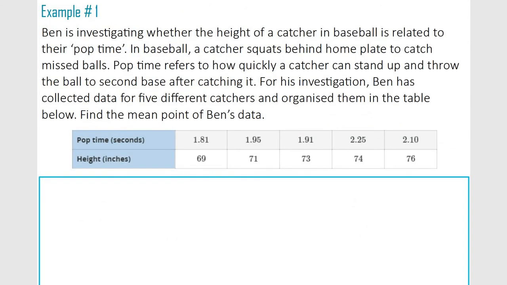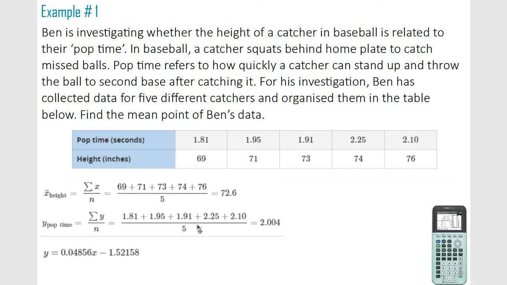So let's do an example. Here we have pop time versus height. We've got 5 different catchers. Usually you'd of course have a lot more data than that, but for our purposes, we're just going to keep it at 5. So we want to find the mean point, the average pop time and the average height. That's simply adding them all up and dividing by how many there are. There you go.